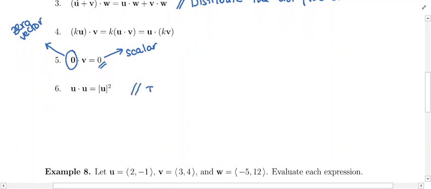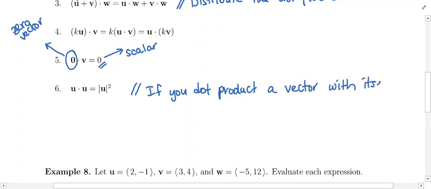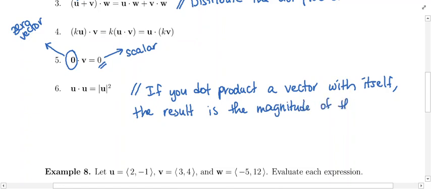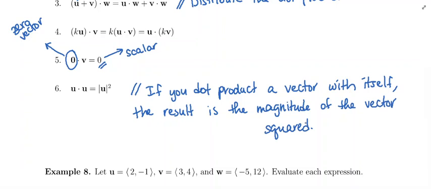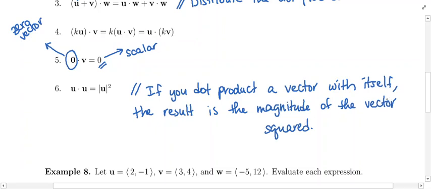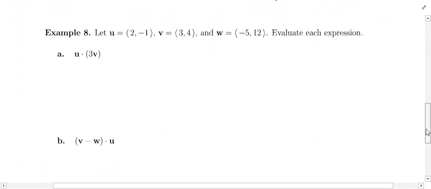So if you dot product a vector with itself, the result is the magnitude of the vector squared. You don't have to remember that, just do the u dot u, but you're going to get a number. It just so happens that number is the magnitude squared. So let's try some of these properties out.